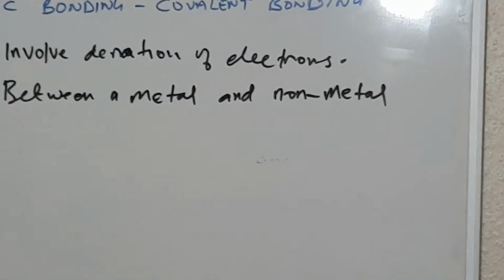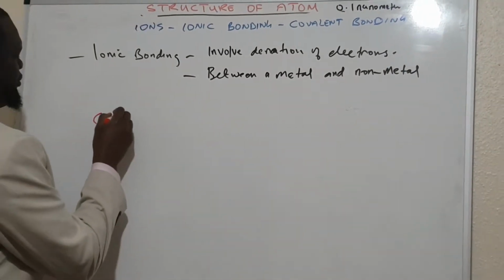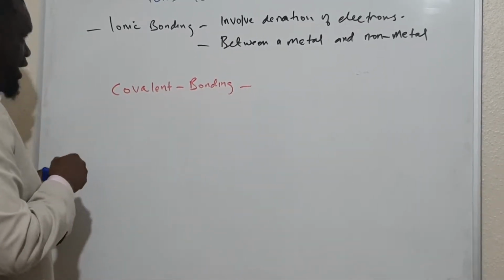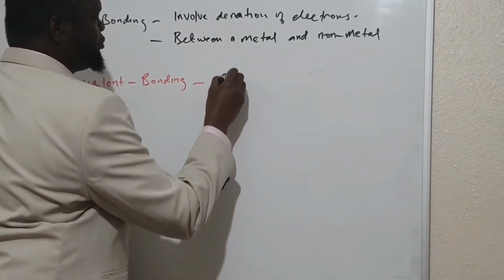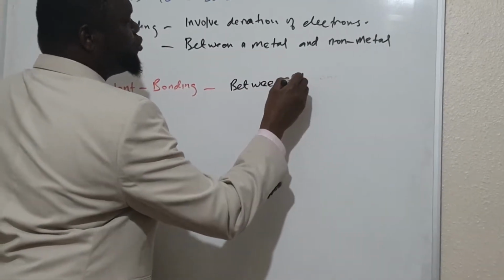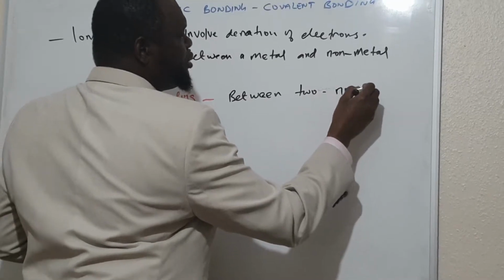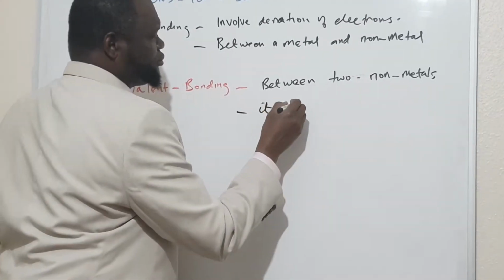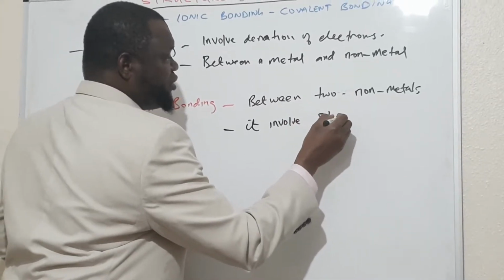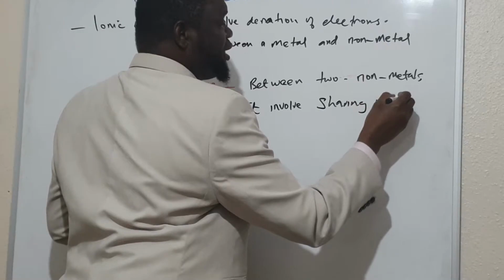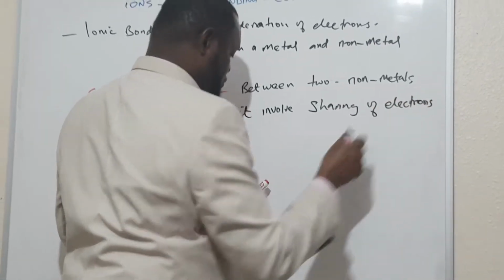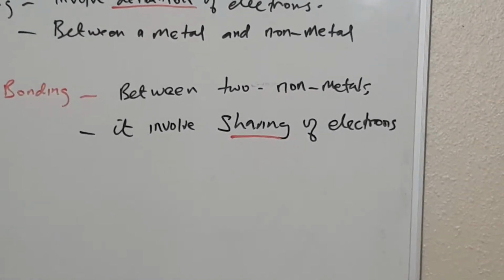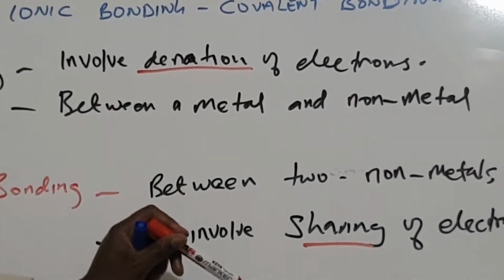Now the opposite is covalent bonding. Covalent bonding is between two non-metals, yes? And it involves sharing. This is the keyword, sharing of electrons. So the keywords are sharing and donation. Ionic bonding is donation of electrons. Covalent bonding is sharing of electrons.